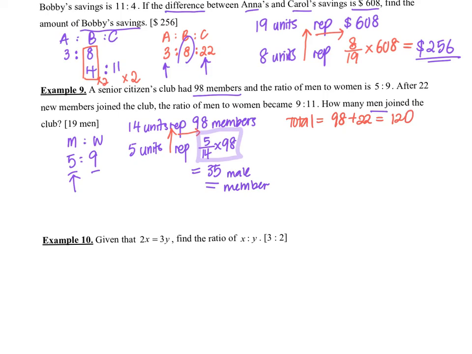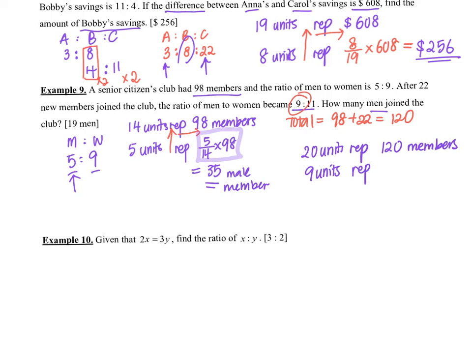I'm looking for a new ratio. Now the new ratio is 9 is to 11 for man is to woman. So 9 is to 11 and you have a total of 20 units. So in this case 20 units represent 120 members. Correct? How many men join the club? So they are actually looking for the men. The ratio with the men is 9, right? So I'm going to find 9 units now. The before and the after.